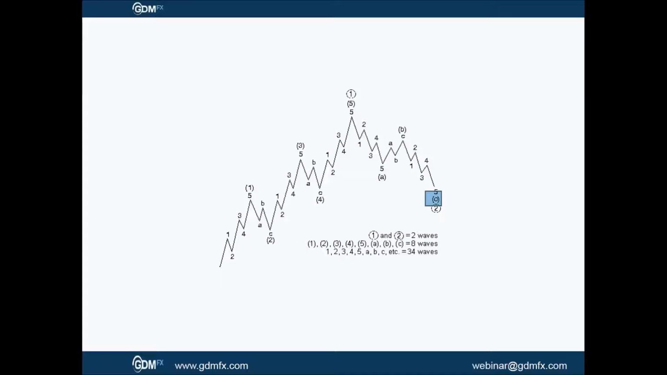So what did we actually learn so far? Impulsive waves cannot only go upwards, they can go downwards. They're moving in the same direction. The opposite ones are corrective. So the corrective ones cannot only be downward. They can be upward as well, as we showed here. Wave B is pointing upward. That's a corrective wave. Waves A and C are in the same direction as the larger scale wave 2, those are the impulsive modes.